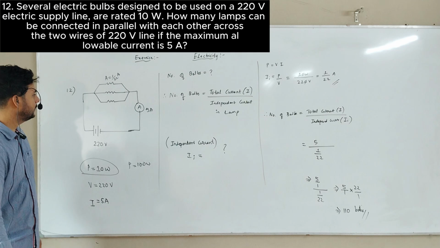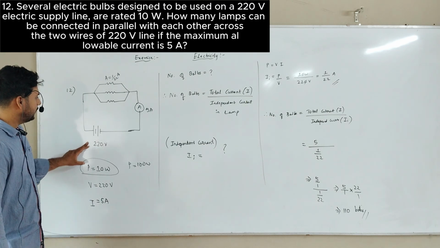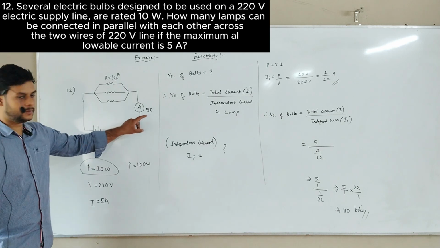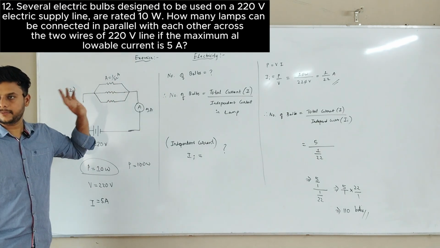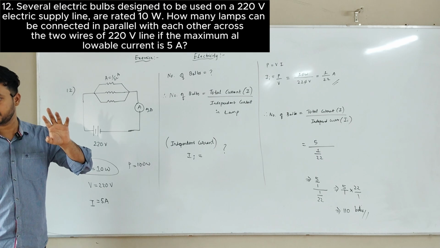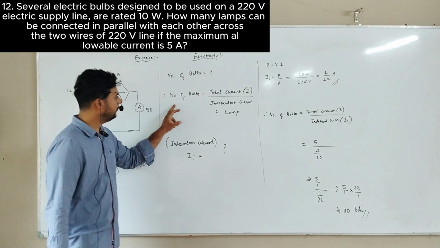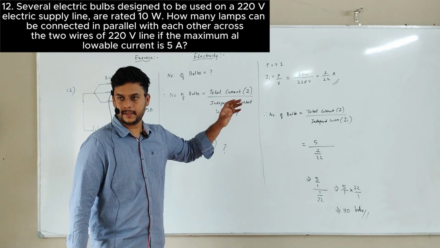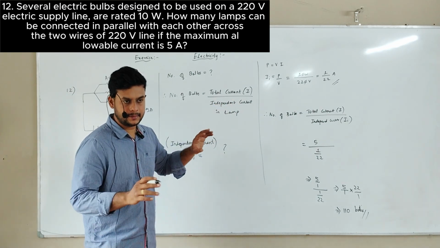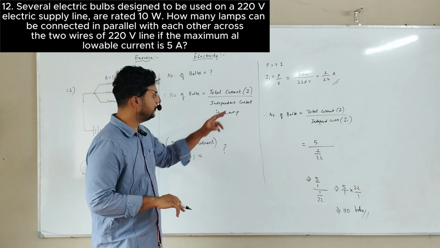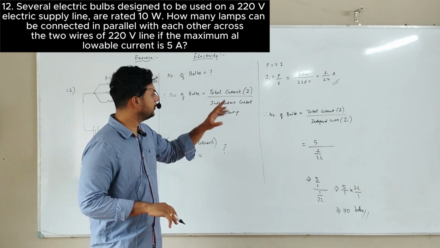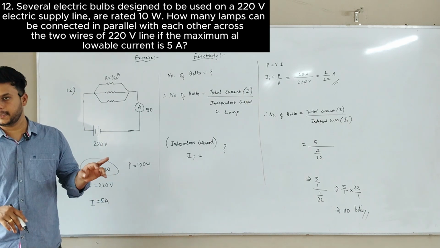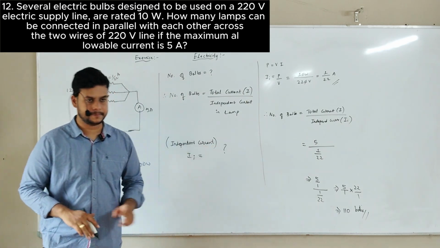Okay. Once again I will tell you. Voltage is 220 volt, power is 10 watt, current was 5 ampere. How many number of bulbs can I fit there in parallel? The formula goes: number of bulbs is equal to total current I by independent current. I know total current I is 5 ampere. Independent current is not known. Independent current formula: P is equal to VI, very simple formula, and I is equal to P by V. P is known, V is known. I found out independent current. After finding independent current, apply it here, you will get the answer.